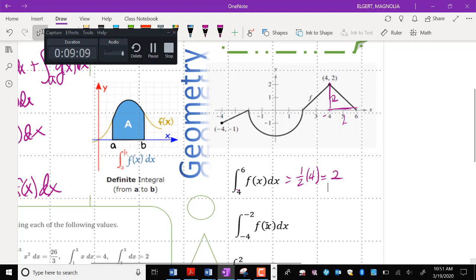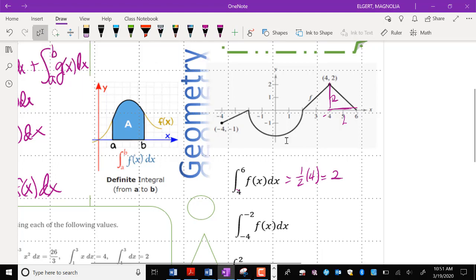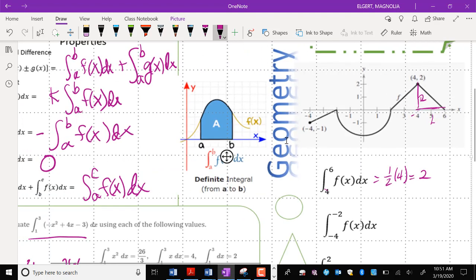Okay, and so the next one goes from negative 4 to negative 2. So that's right here, negative 4 to negative 2. Again, what shape is that? It's a triangle. All right, so you would have a base of 2, I'm sorry, a height of 1, and then you take half of that, and that would just give me 1, but technically, remember it's below, so it's going to be negative 1.